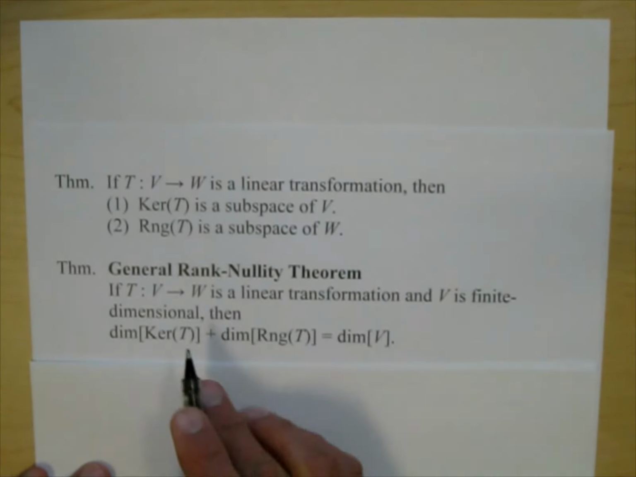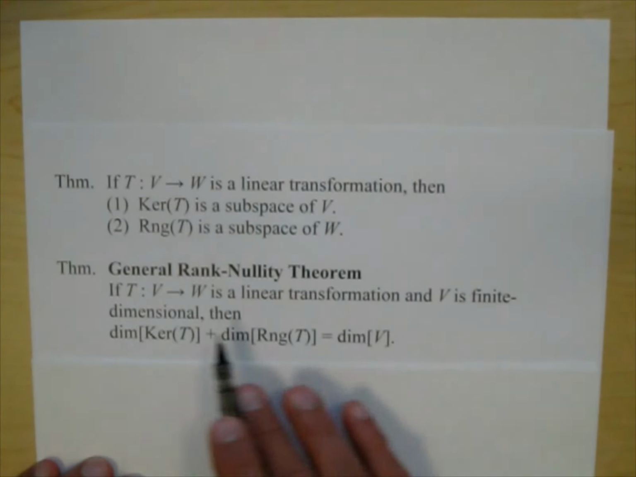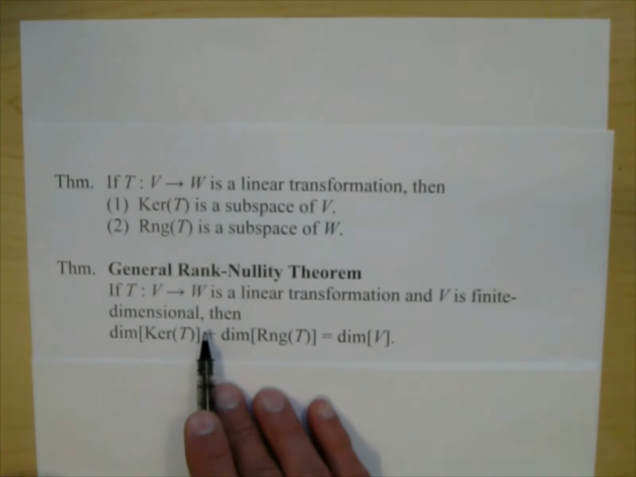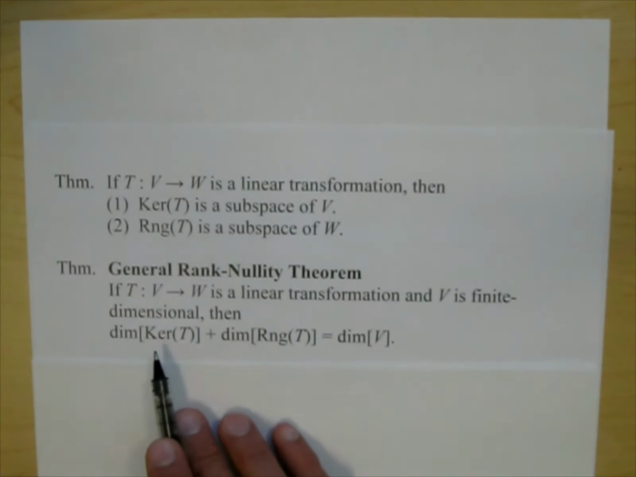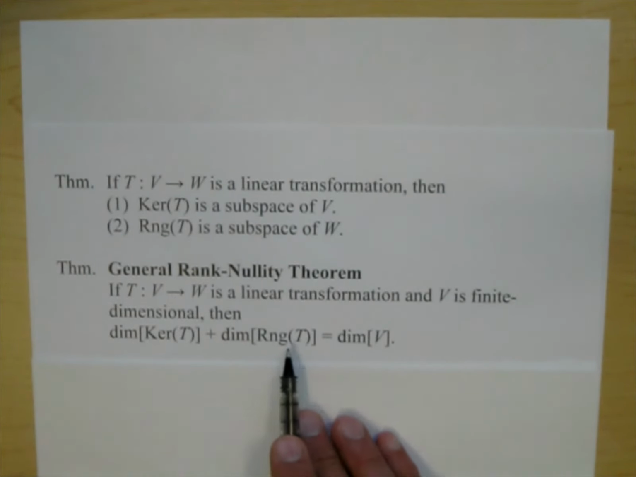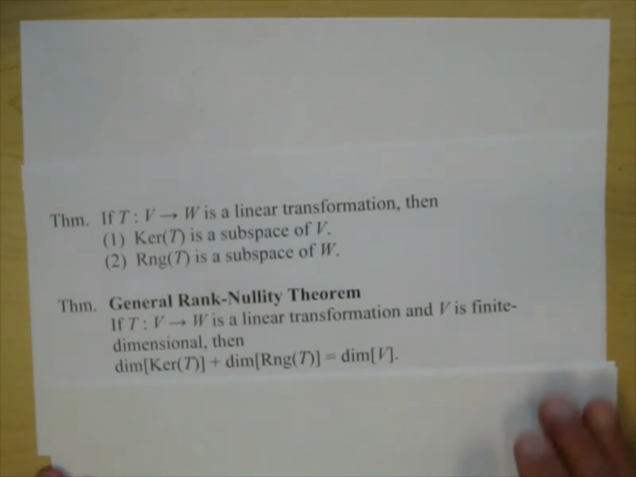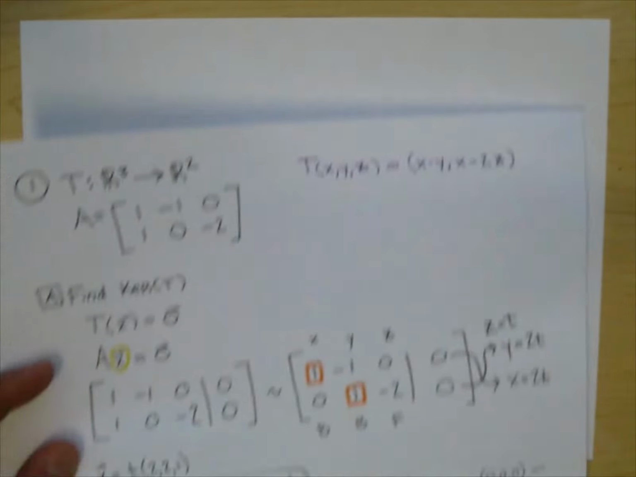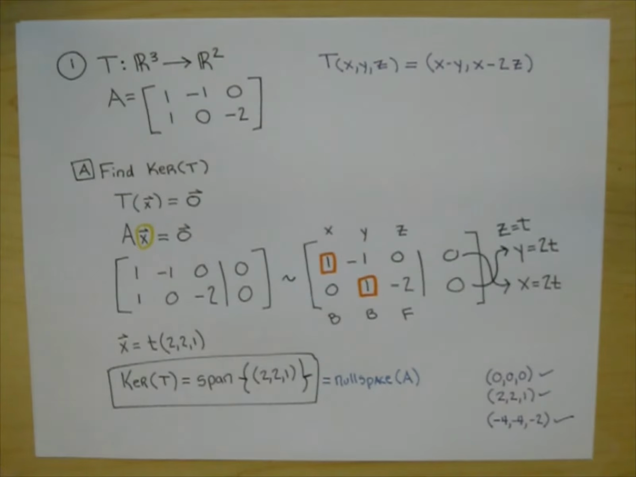It says you've got a linear transformation, and V, that's the domain, is finite dimensional. And that's what we've been dealing with in our examples. Our codomain was finite dimensional as well, but it doesn't have to be in this theorem. Then, the dimension of the kernel plus the dimension of the range equals the dimension of V. Wow, okay. So let's see what that's all about. Now this is where it would be good to be in a classroom and have this all written on the board, but we don't have that. So I'll have to go back to this piece of paper here.